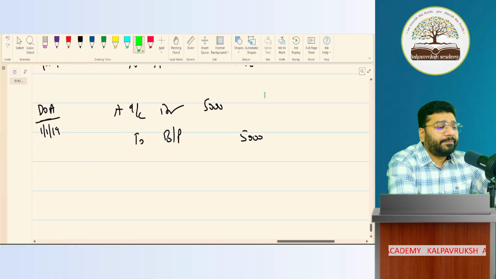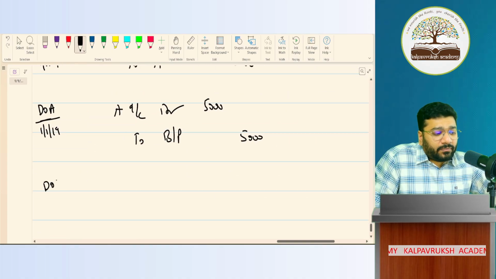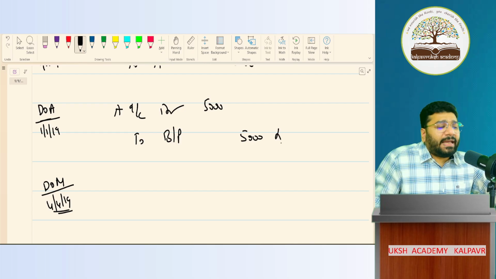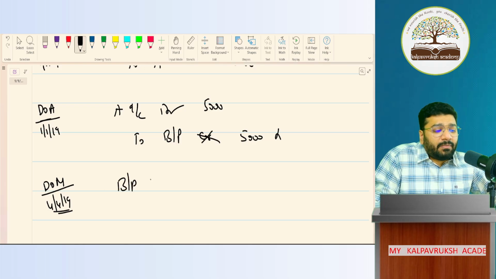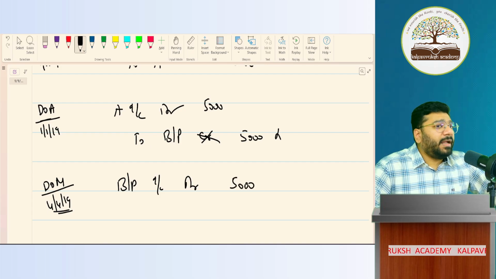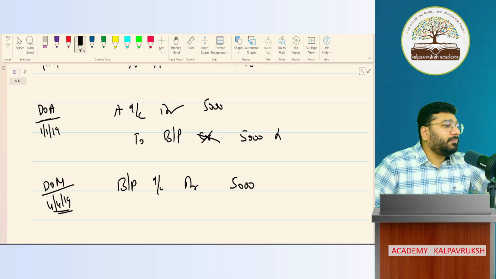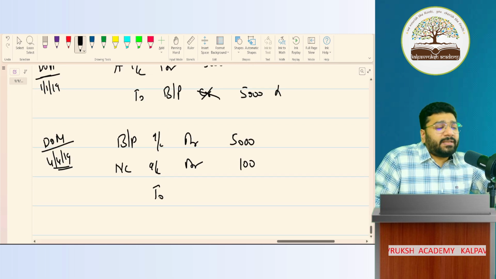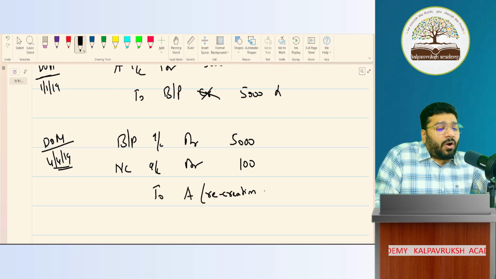So what is the dishonour entry? On the date of maturity, 4/4/19, the bill got dishonored. So in the bill, cancel it because the bill becomes invalid. To create a bill, you gave a credit. To cancel the bill, debit. So bills payable account debit. How much? 5,000. Apart from that, you're supposed to pay 100 rupees also to the seller A as noting charges. So noting charges account debit 100. To whom are you supposed to make this payment? To A. So to A, recreation of creditor 5,100.